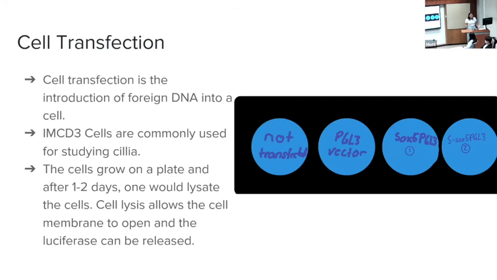I drew this diagram just to see what the plates looked like. So obviously one was non-transfected for the control, and one was just the PGL3 vector. And then next is SOX5 PGL3-1 and SOX5 PGL3-2. And these were sequenced perfectly. There were no mutations.